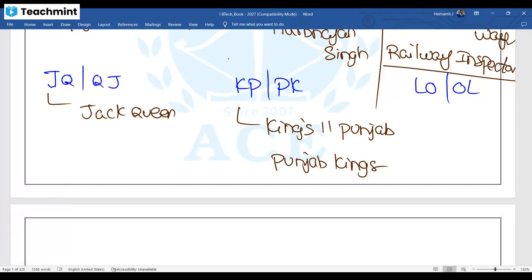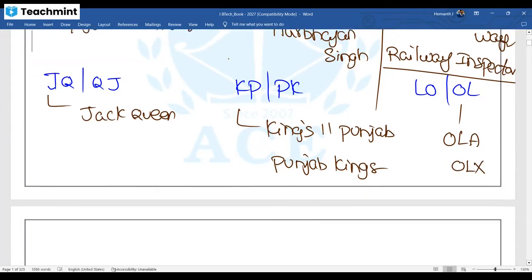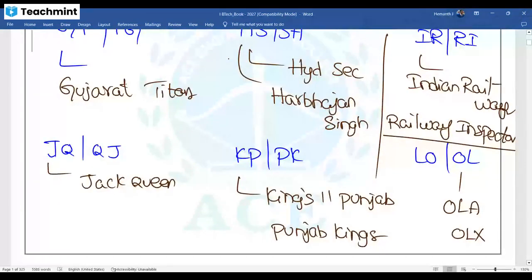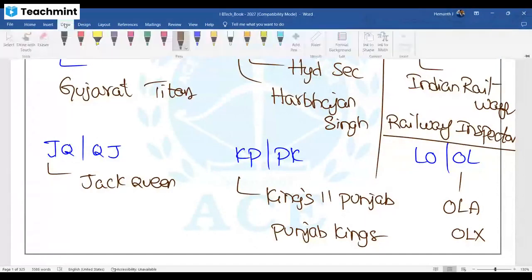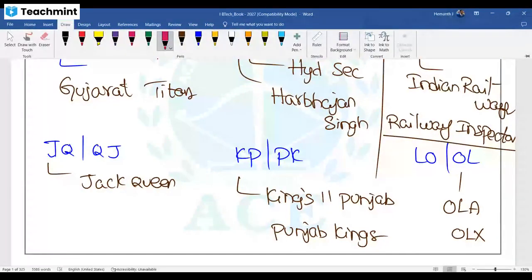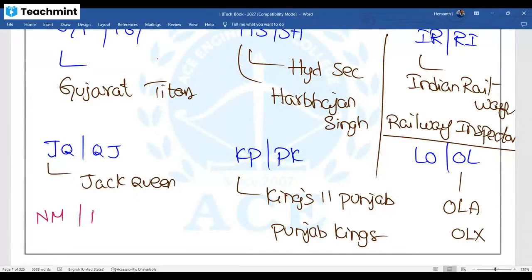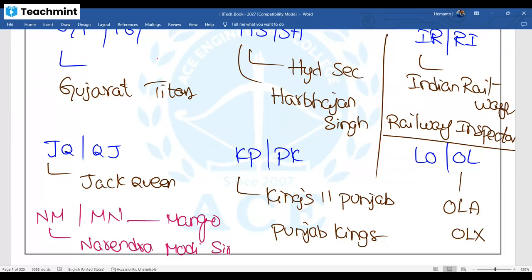Right. OL, Ola, OLX. LO we already discussed in that pair. Okay, one pair if you break up from that, so LO is one pair. Finally, NM, Narendra Modi ji, MN, man, okay, again this side they'll feel, mango. Better. Okay, NM, Narendra Modi sir. So this is regarding opposite pairs. Total opposite pairs are these only.